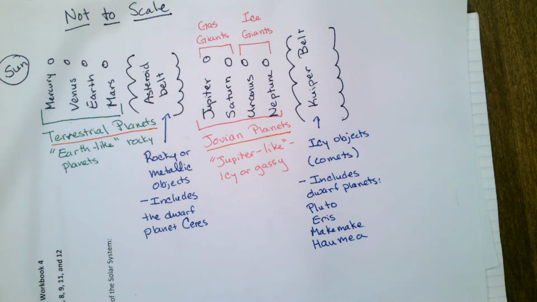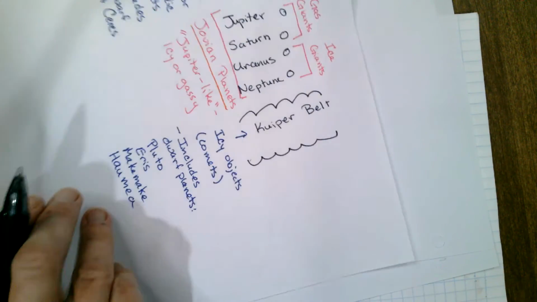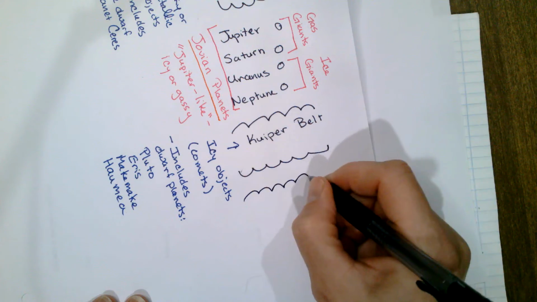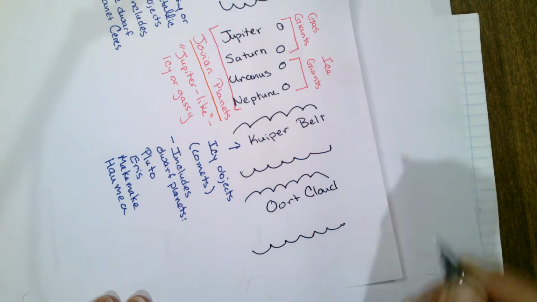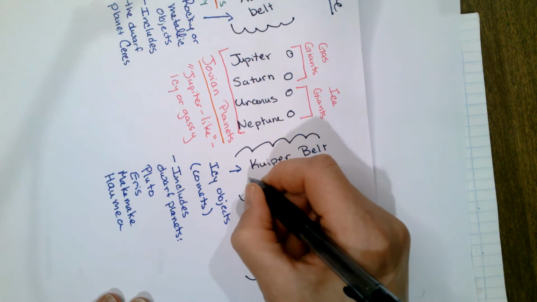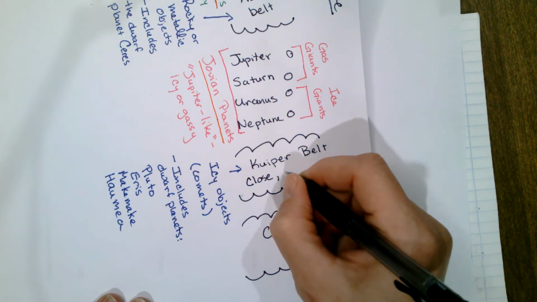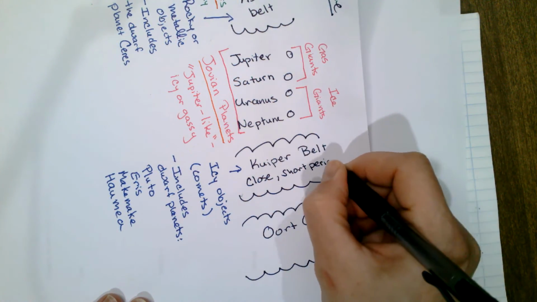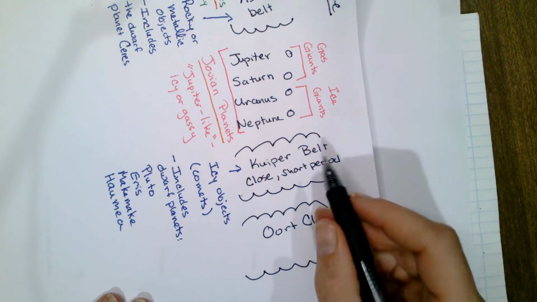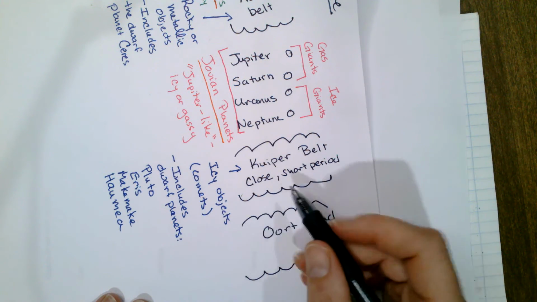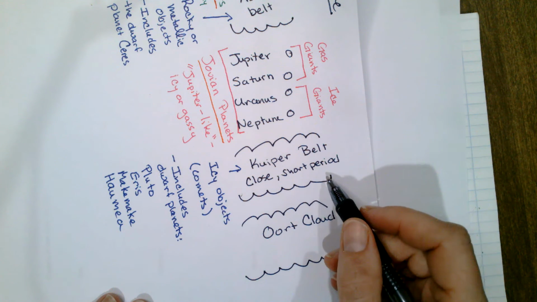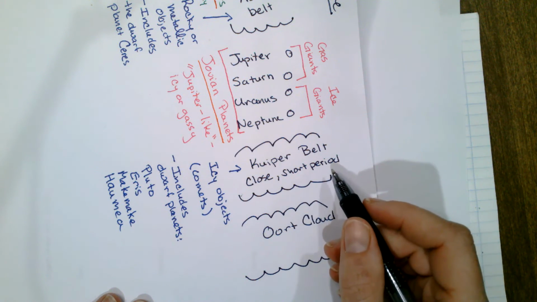So far we have 8 planets and 5 dwarf planets. Now the last part, outside the Kuiper belt, is what's called the Oort cloud. The Kuiper belt includes close, short period comets. Period is the time it takes for the object to go around the Sun. So short period means a shorter amount of time to go around the Sun, 100 years, 80 years. One example is Halley's Comet, which is here, and that is 76 years to go around the Sun.